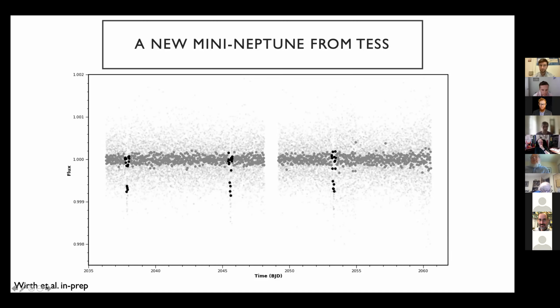You can see the dip here in the non-binned light curve. The darker, larger points are binned to 30 minutes. And so we can see that with something like a 30-minute observation cadence, the bottom of the transit is only 4 data points.